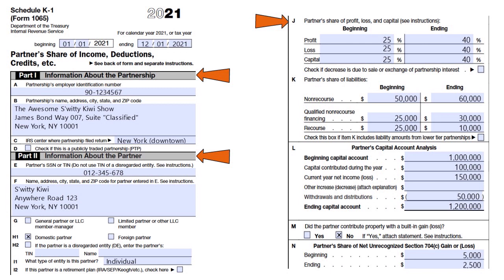Moving on here, section K. So we have partners' share of liabilities. So we have non-recourse. I'll explain this later on. Don't worry about this. So we have non-recourse. We put 50,000 beginning, non-recourse ending 60 grand. Qualified non-recourse financing 25,000 beginning, ending 30,000. And the recourse liability 25,000, ending 10,000.